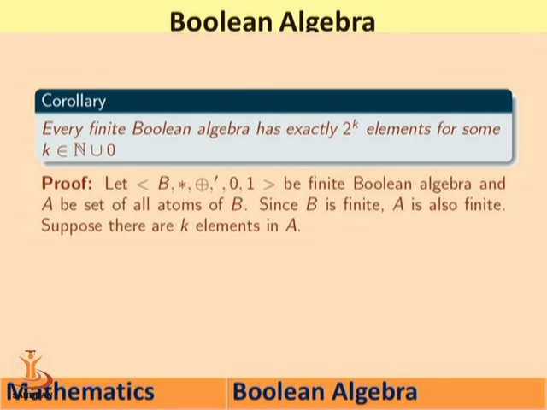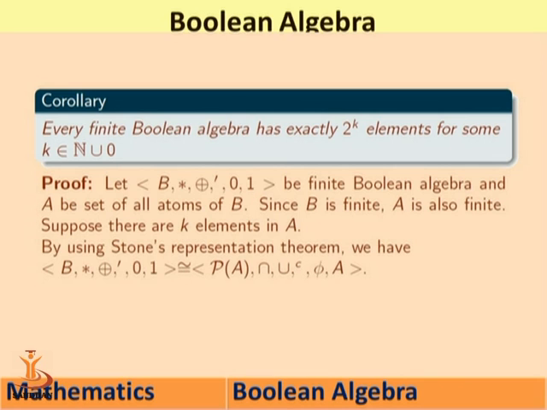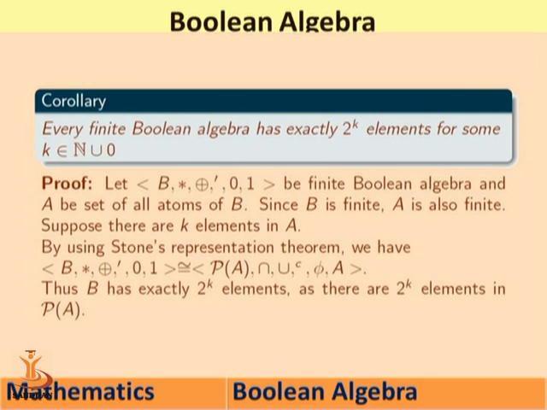Let B, star, ring sum, dash, 0, 1 be a finite Boolean algebra and A be the set of all atoms of B. Now since B is a finite Boolean algebra, A should be finite. Suppose there are k elements in set A. Now by using Stone's representation theorem, we have these two Boolean algebras as isomorphic Boolean algebras. Now there are 2 raised to k elements in the power set of A. Therefore B has exactly 2 raised to k elements. Okay, thank you.